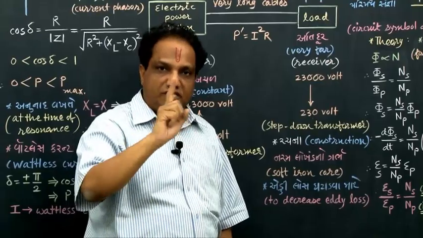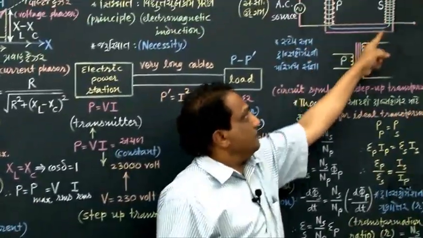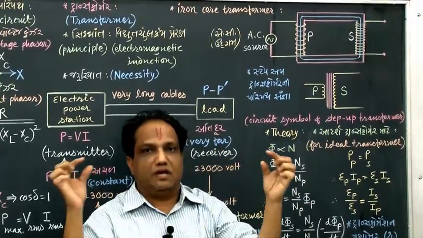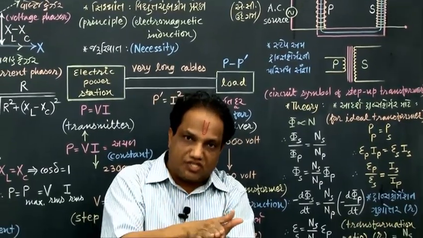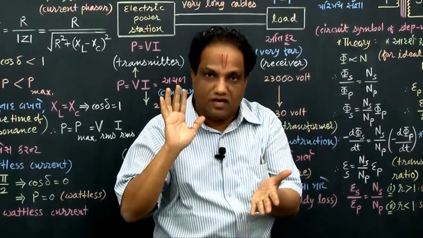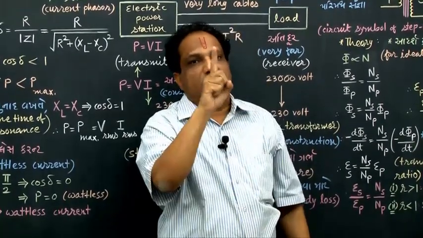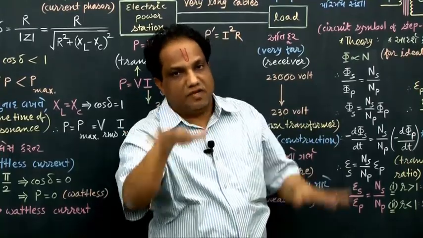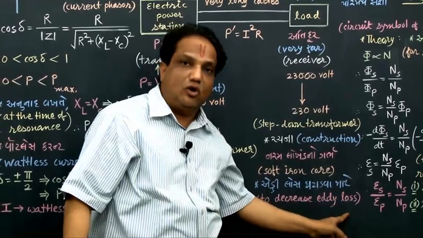If you want to minimize that eddy loss, what should you do? You should use the core not in the form of a single substance, but in the form of separated, isolated sheets made up of soft iron. Again, we provide an insulating layer over it, and then we prepare a bunch, and when you do that, the effect of eddy currents is minimized, and that is how we can minimize the eddy loss.